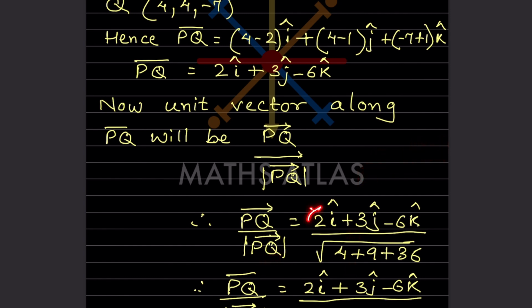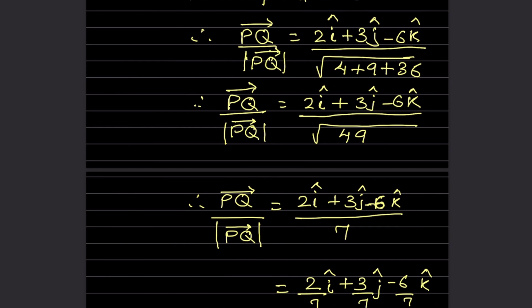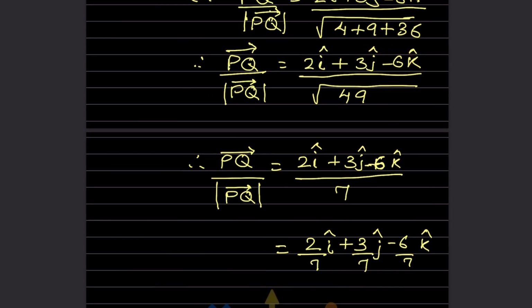Now you look at the coefficients: this is 2, which is a, and b, c are the others. So 2 squared is going to be 4, this 3 squared means 9, and this minus 6 squared is going to be 36. When you add all of this, you will write root of 49. Root of 49 is going to be 7.